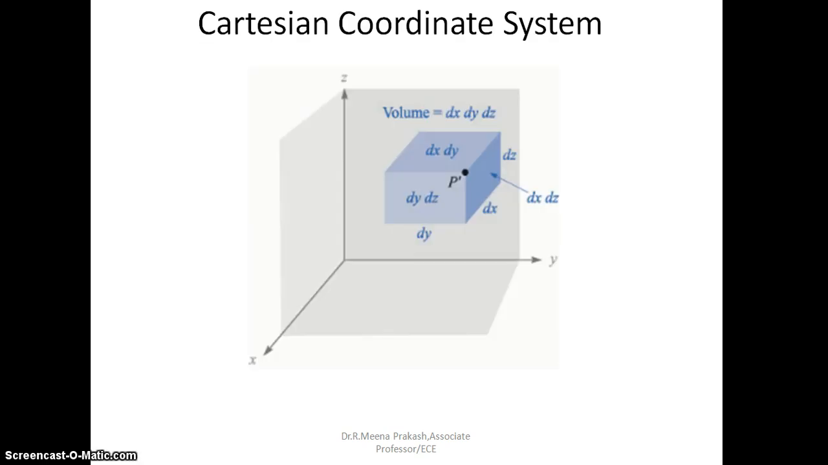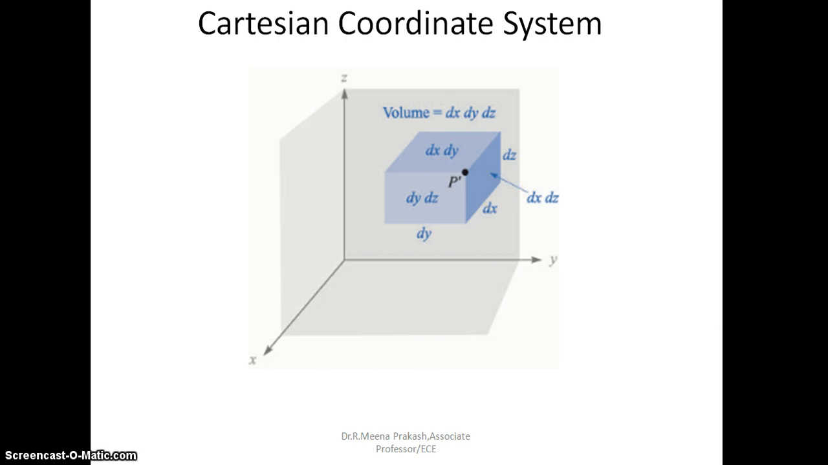And what are the three coordinate systems? The coordinate system is used to represent any object, and there are three types of coordinate systems. One is Cartesian or rectangular coordinate system, second one is cylindrical coordinate system, and third one is spherical coordinate system.